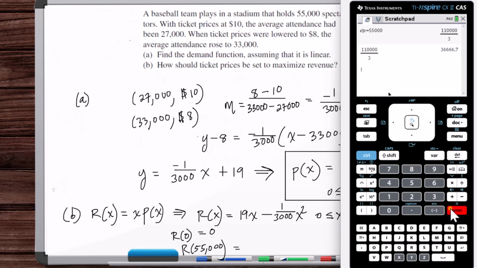I mean, you would think that this would be the largest revenue. You sell the most tickets, but this is not a business course. You're just seeing the application of finding absolute maxes and mins over real life functions. So 36,667.